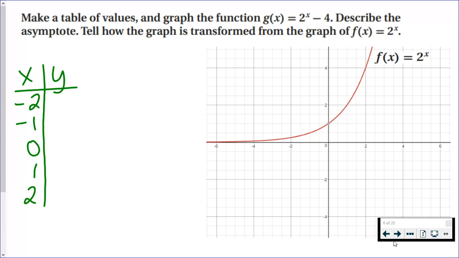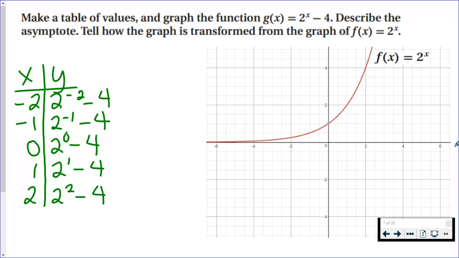So you can plug in whatever you want. I'm going to plug in -2 through +2. So doing that, every single x becomes -2, -1, 0, 1, and 2. Now I want to point out what happens with those negative exponents.